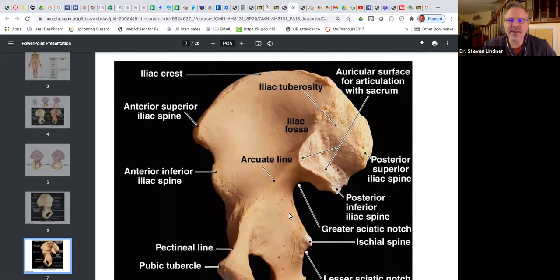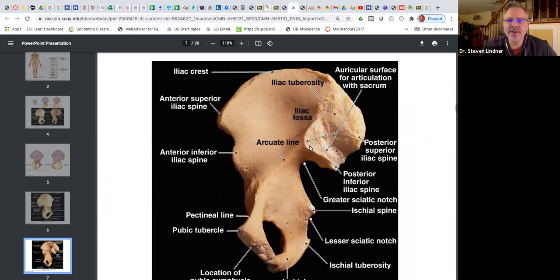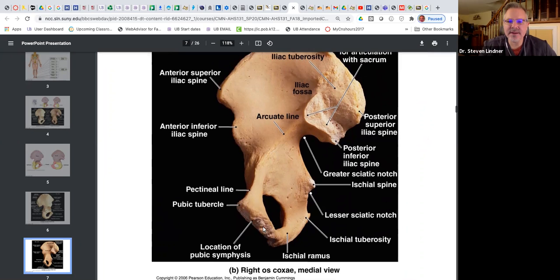When we look at it from the medial perspective, we could still see similar structures. There's the iliac crest, anterior superior iliac spine, anterior inferior iliac spine. Here is the pubic bone. So this is the location of the pubic symphysis. The very tip of it is the pubic tubercle, obturator foramen, ischial spine, greater sciatic notch, lesser sciatic notch, and then back here and underneath is the ischial tuberosity.